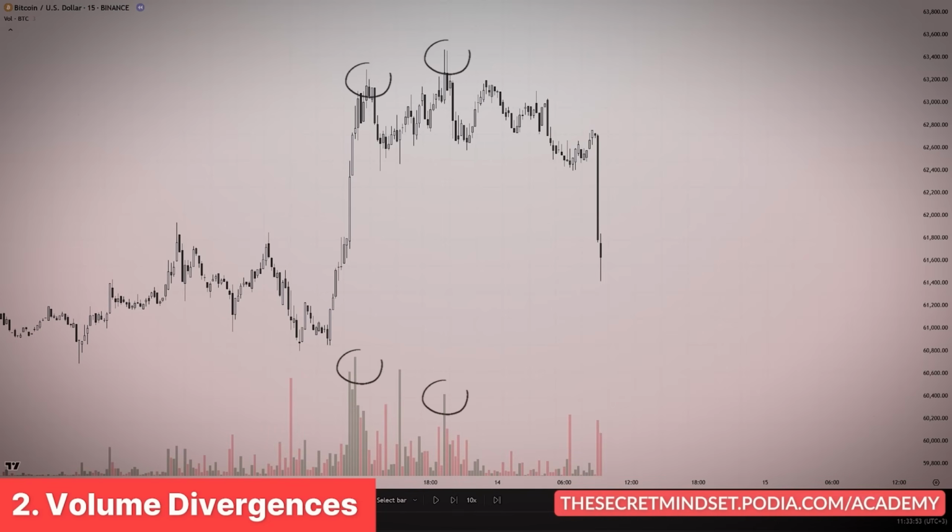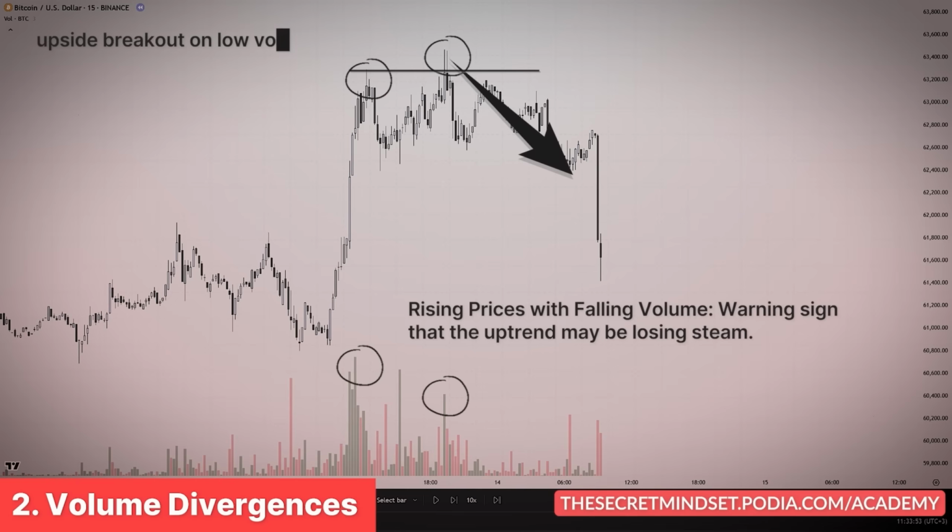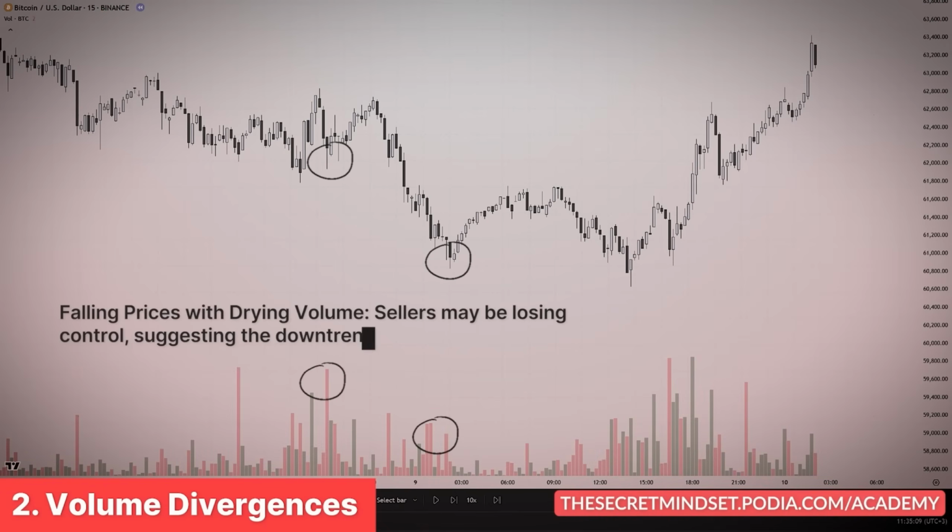Be wary of divergences. If prices are rising but volume is falling, it's a warning sign. The uptrend may be losing steam. Buyers are less committed. An upside breakout on low volume is suspect. Likewise, if prices are falling but volume is drying up, sellers may be losing control.